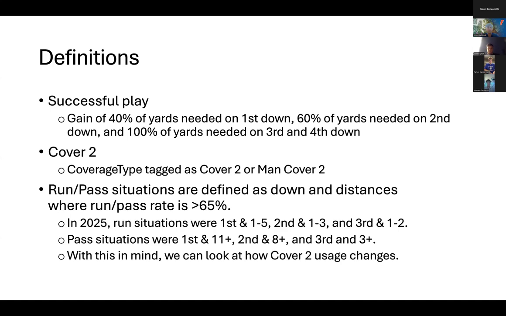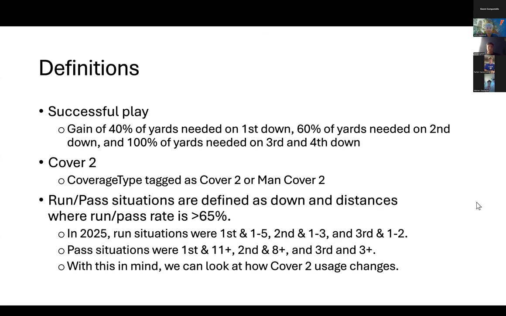And run pass situation types are defined as down and distances where the run pass rate is greater than 65%. So, as seen in the bullets below, in 2025, that was when it was first and 1 to 5, second and 1 to 3, and third and 1 to 2. And pass situations were first and 11 plus, second and 8 plus, and third and 3 plus. So, with this in mind, we can look how cover two usage changes throughout these situations.